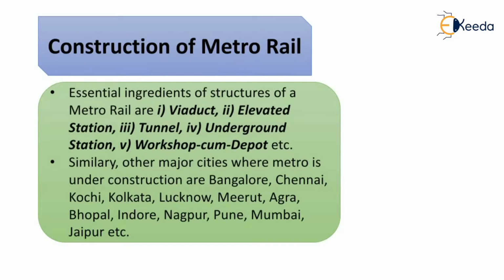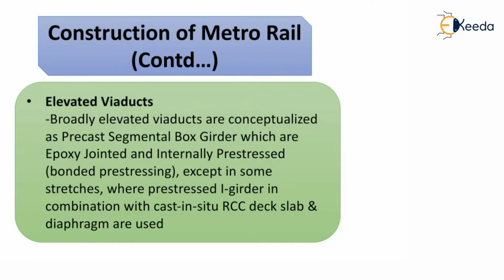The essential ingredients of the structure of the metro rail are viaduct, elevated station, tunnel, underground station, and workshop cum depot. Now we will see about the elevated viaduct.